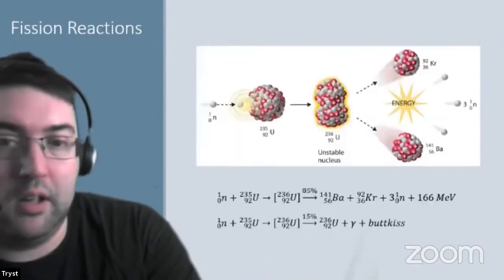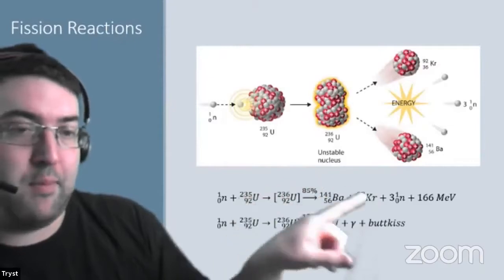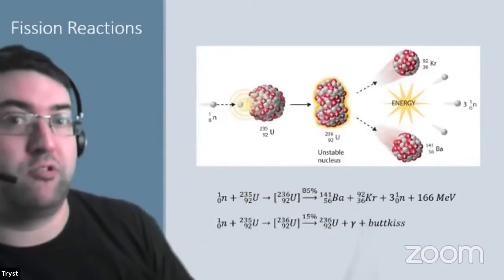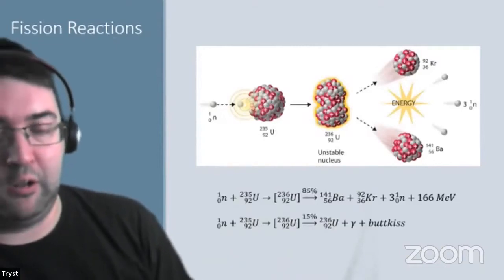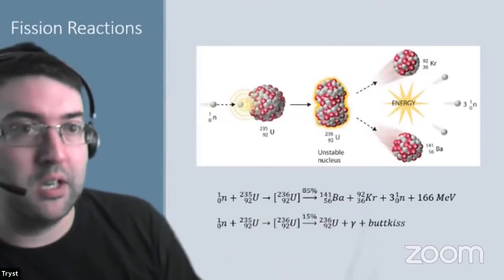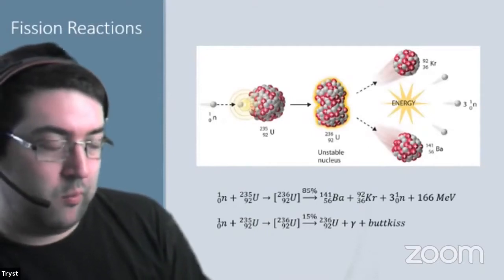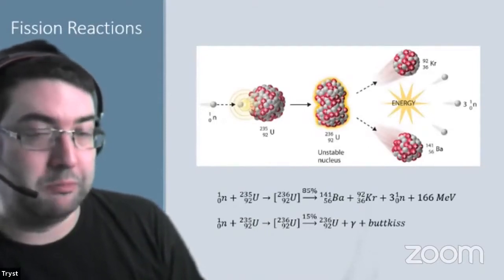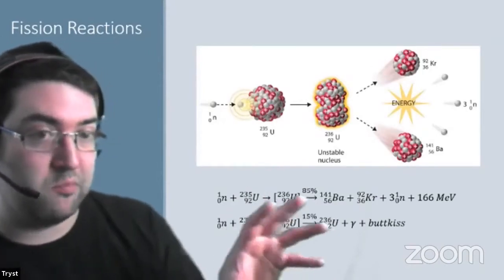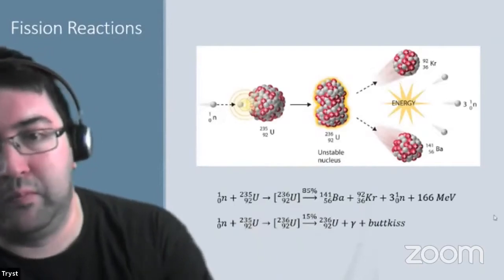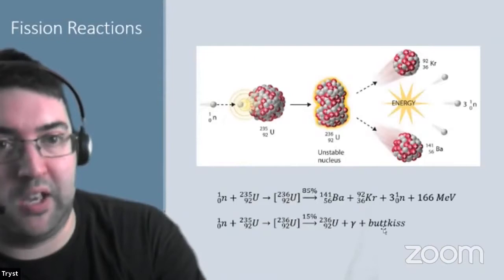So in this term here, at the end, we've got this 166 MeV. MeV means mega electron volts, so millions of electron volts. And an electron volt is a convenient unit of energy for subatomic physics. It is equal to 1.6 times 10 to the minus 19 joules. So it's a very small amount of energy, but it's measurable. And the question is, where does that energy come from? Where does it come about?